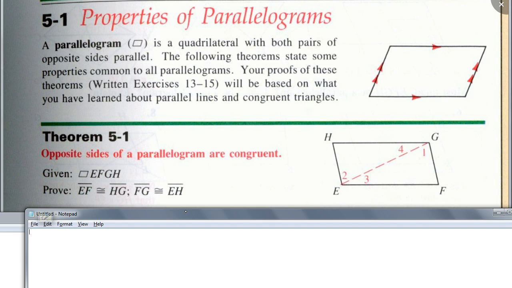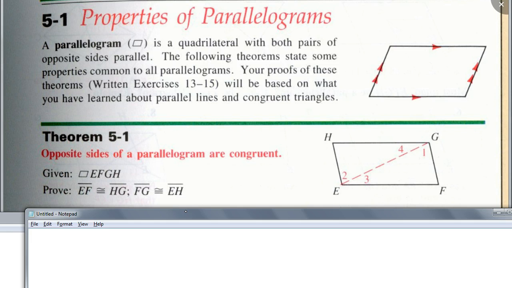First theorem of this section. Opposite sides of a parallelogram are congruent is our theorem. Okay. So write that down. Right, draw the picture, and guess what those red dotted lines are going to be? That's going to be the auxiliary line that helps us to prove the theorem.